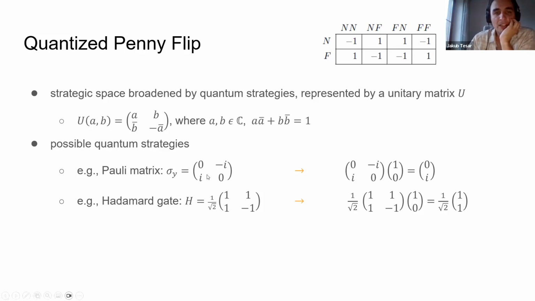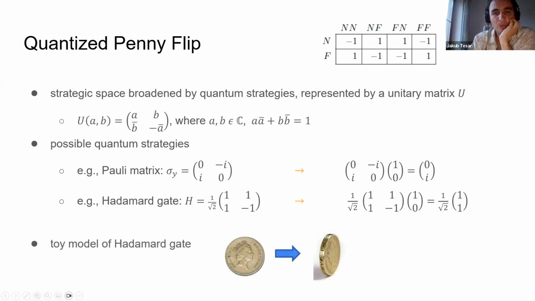But what happens with the Hadamard gate? If you apply this, we will have this superposed state, and if you try to visualize it, maybe it's not perfect, but you can imagine that the classical strategies flip the coin or let it be as it is, but the Hadamard gate actually places it on the edge. So in fact, in this visualization, there is the potentiality of both classical options in there.